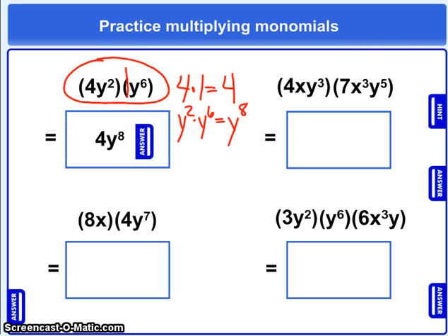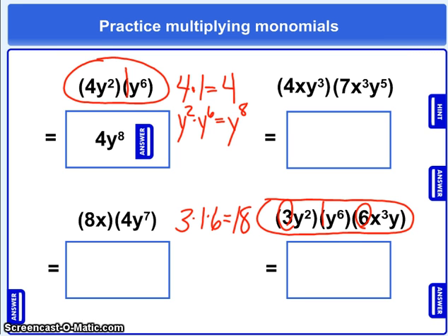Let's jump down to the fourth problem, dealing with our longest problem. No different than any of the others. You're going to start by focusing on your coefficients. Here we have a 3. Here we have a 1 is implied. And in the third term we have a 6. So we've got 3 times 1 times 6, which that's going to give us an 18.